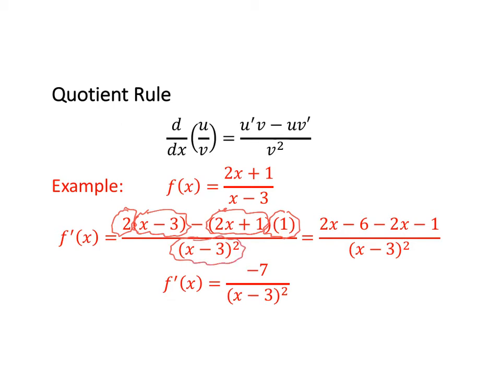All right, distribute, we get 2x minus 6 minus 2x minus 1 over x minus 3 squared. Combine like terms, and we get the derivative of this is simply equal to minus 7 over x minus 3 quantity squared.